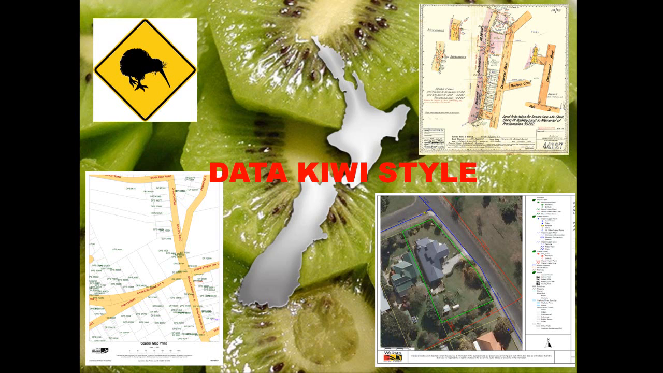In the top right hand we see a coloured SO plan. These are available from Land Information New Zealand, where the majority or all of our cadastral and title boundary data is available. Down in the bottom left we see a spatial map print, which is downloadable from Land Online on the Land Information New Zealand website.